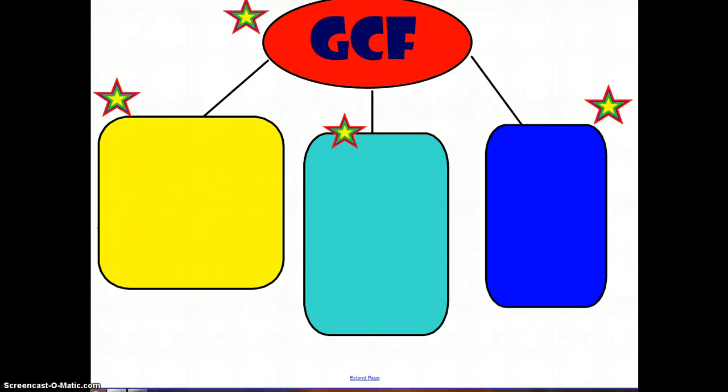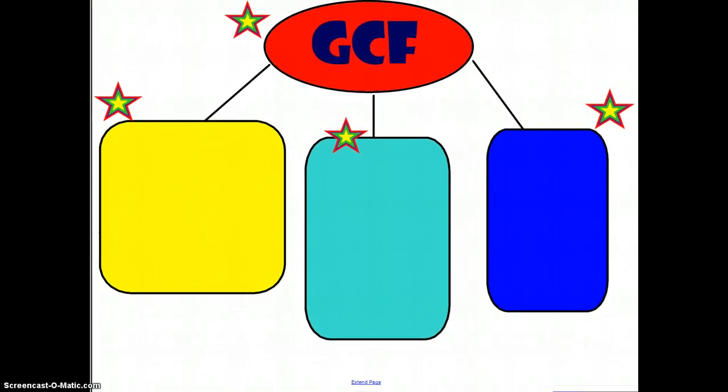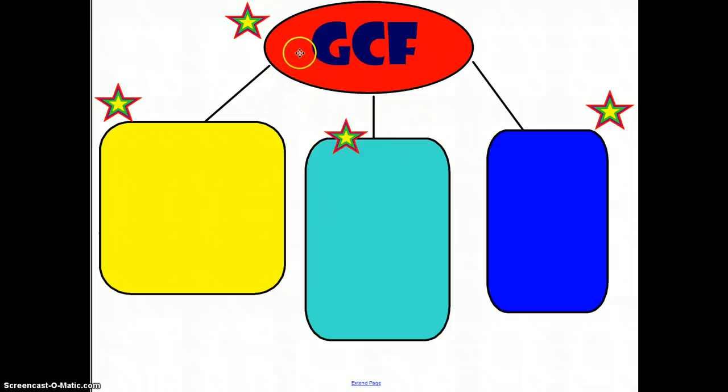Today we're going to look at factoring. In order to factor, we are going to need to have a quadratic, which means that the highest degree, the highest exponent on one of our variables, is the power of 2. The first thing you always want to look for when you're factoring is a greatest common factor.